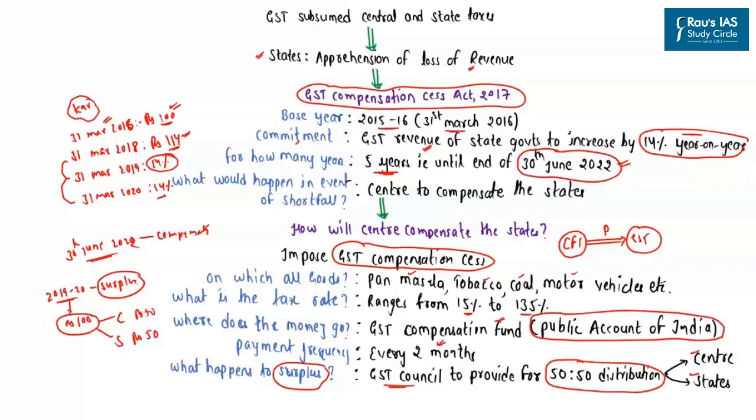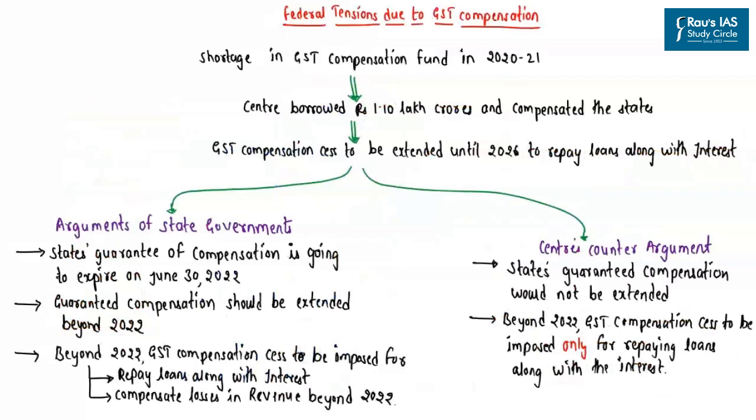So having understood how the GST compensation cess mechanism works, let us now look into the recent controversy. See, for the first 2 financial years, that is for the financial year 2017-18 and for the financial year 2018-19, for these 2 years, we do not have a problem as far as the GST compensation fund is concerned. So for these 2 years, we had a surplus in our GST compensation fund, and this particular surplus was in turn distributed between the center and the states.